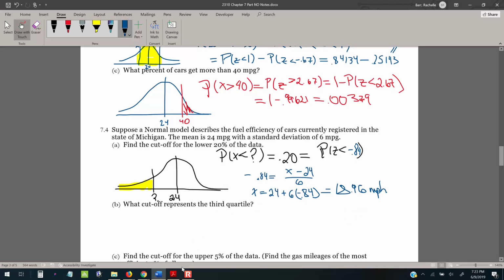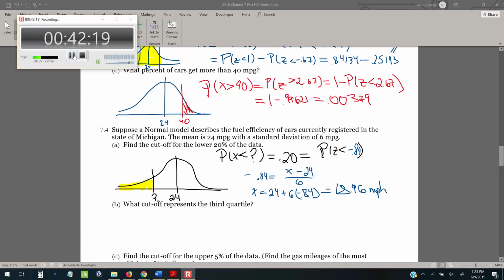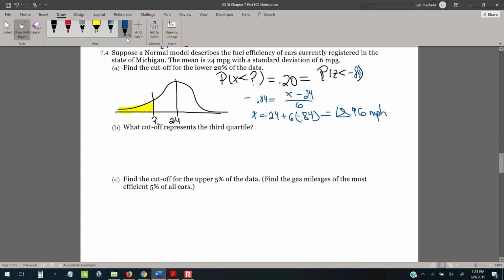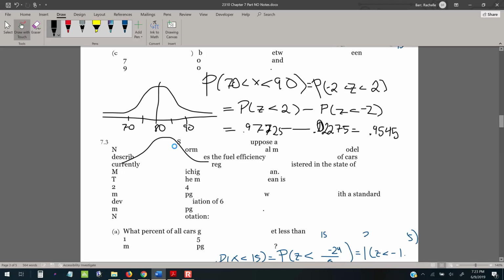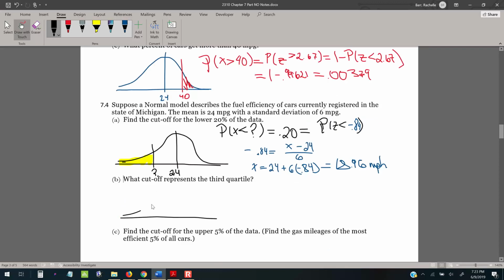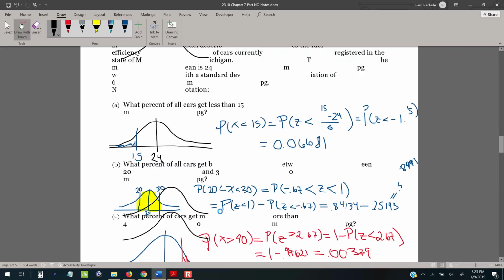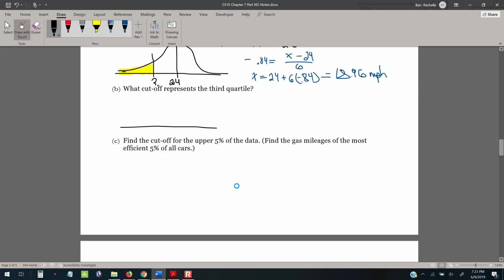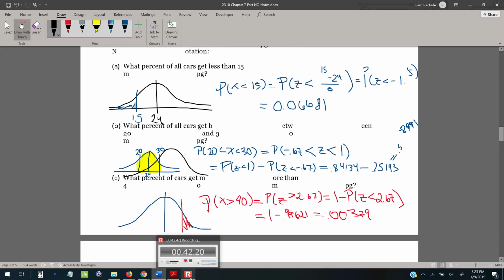I'm going to pause this for a second because it's thinking. Sorry about that. Alright, what cutoff represents the third quartile? So hopefully you remember that the third quartile... Whoa. Nope. We might be having technical difficulties. Oh, come on. Okay, I'm going to stop for a second again and see if this will right itself.